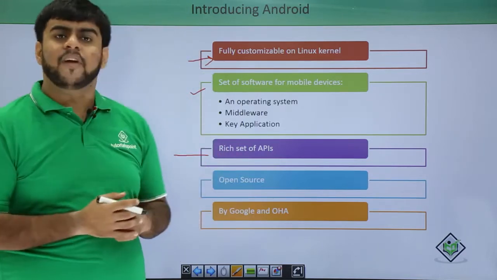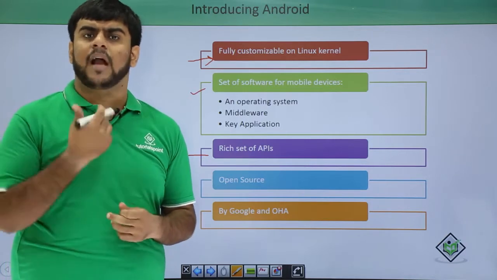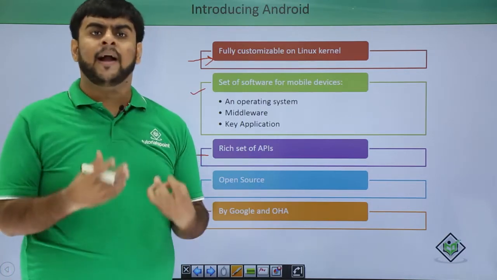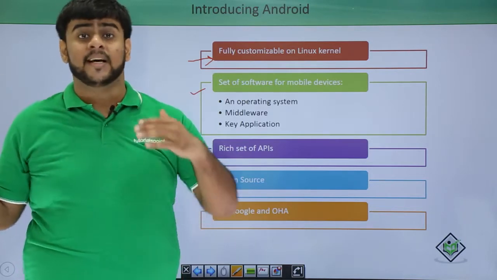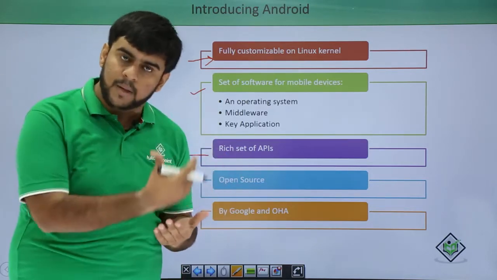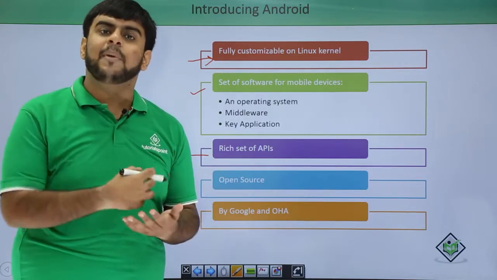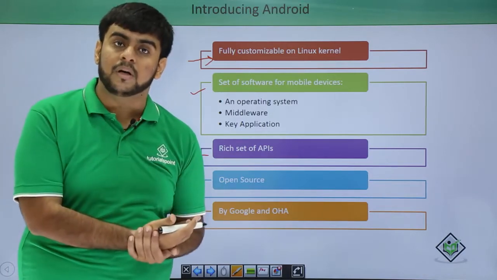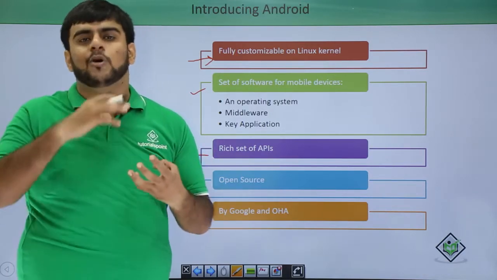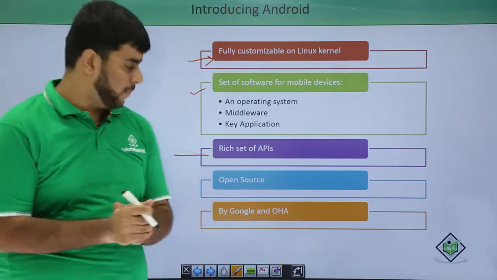Then the rich set of APIs. What does API stand for? API stands for Application Programming Interface. Android extends its capability from Java and the existing environments, making it easier for the developer to do the work. APIs that are already written can be easily used by the developer to develop his own work, giving him an edge over other mobile operating systems in which he has to begin from scratch.